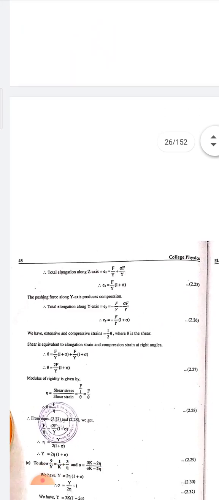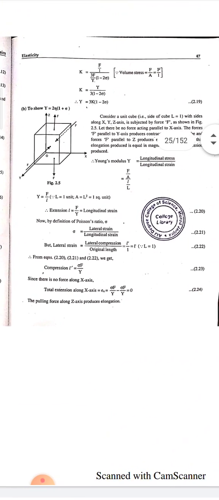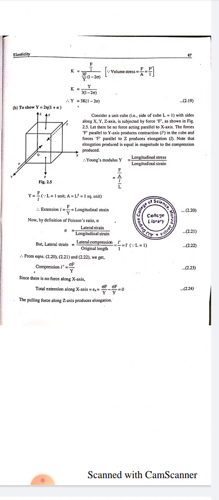Then another derivation is there for that purpose, that is nothing but Y is equal to 2 eta (1 plus sigma).